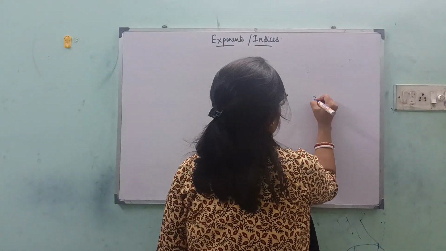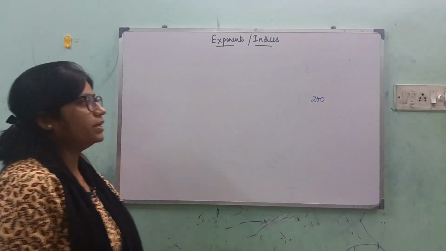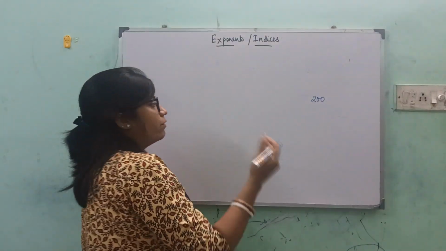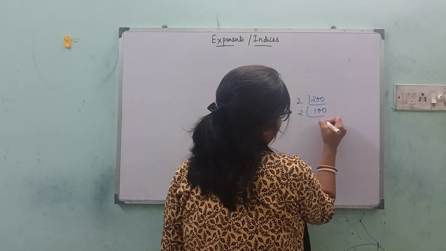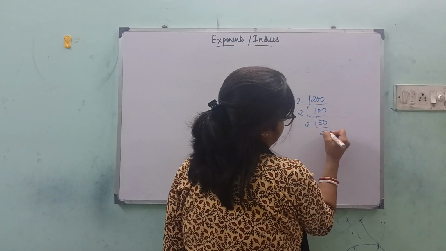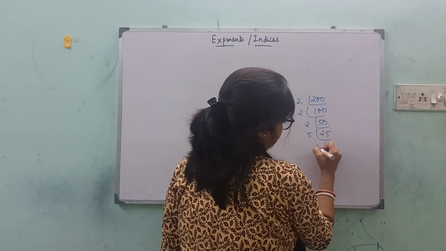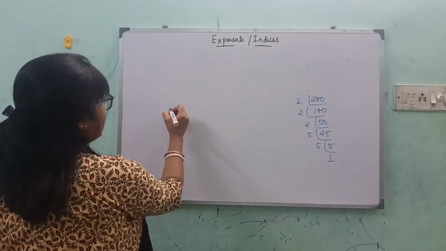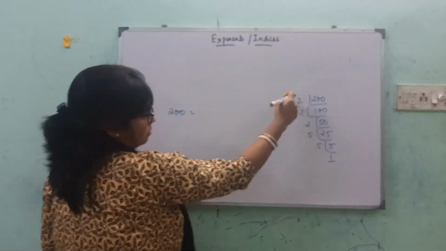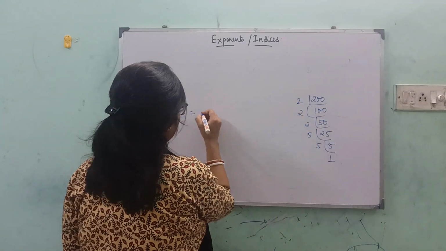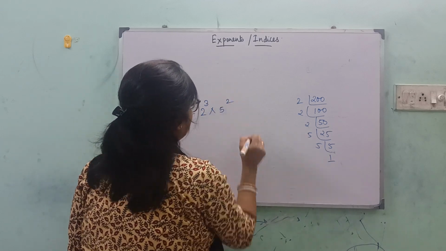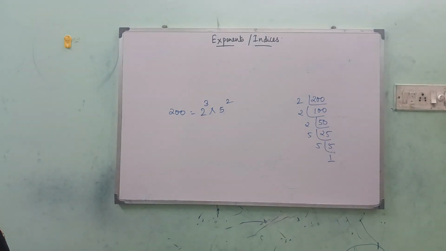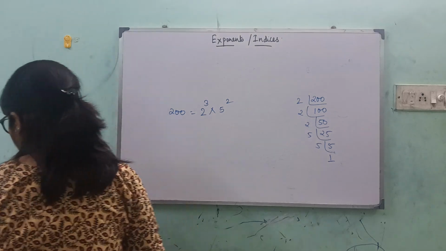Say we had 200 and we have to express 200 in the prime factor in the power form. So 200. We can see 200 is 2 multiplied to itself thrice and 5 multiplied twice. So this is 2 cube 5 square. Alright. Let's take another sum.